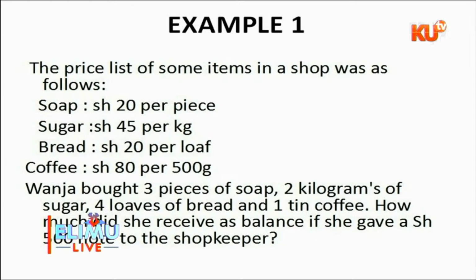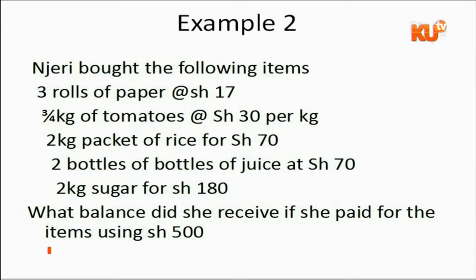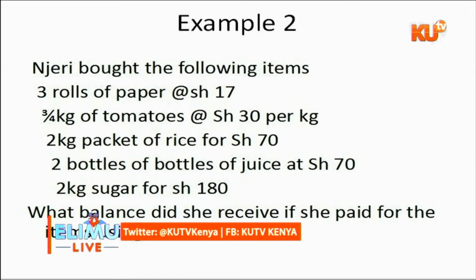In example 2, we are told, Njeri bought the following items. 3 rolls of paper at 17 shillings per roll. 3/4 kgs of tomatoes at 30 shillings per kg. 2 kgs packet of rice for 70 shillings. And then 2 bottles of juice at 70 shillings. 2 kgs of sugar for 180 shillings. What balance did she receive if she paid for the items using 500 shillings?